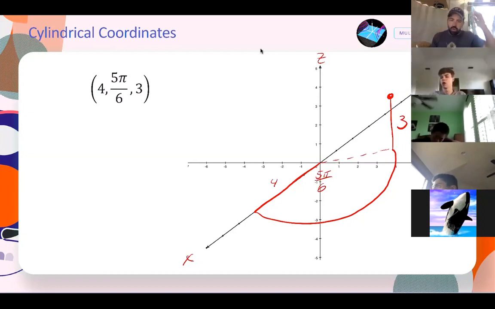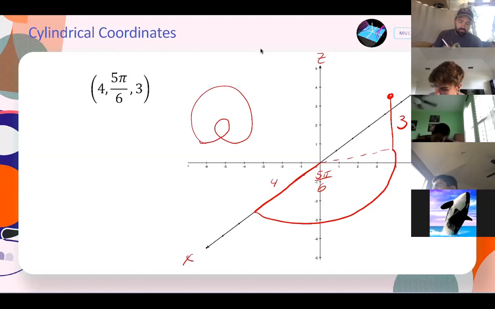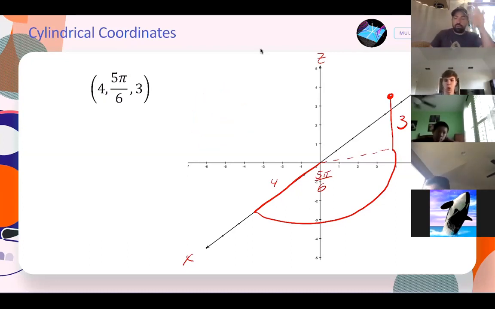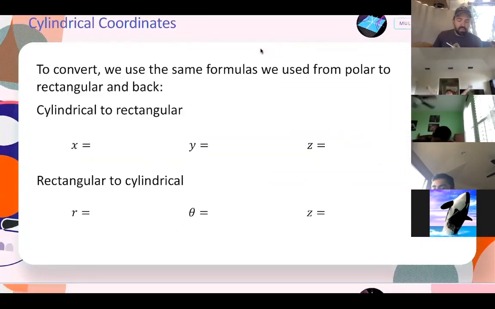And just like with polar, polar allowed us to graph weird shaped things. Cylindrical is the same. It allows us to graph around things with curves and loops and things as cross sections. Okay, if you think of certain surfaces that have cross sections that are loops or circles or whatever, it can make those things a lot more simple. Okay, so our main thing is not going to be graphing these, but that you can convert.